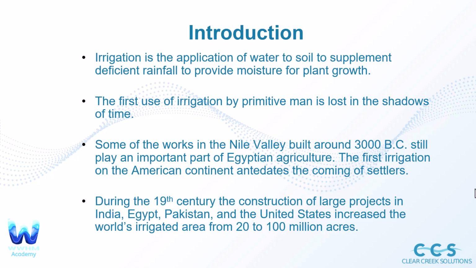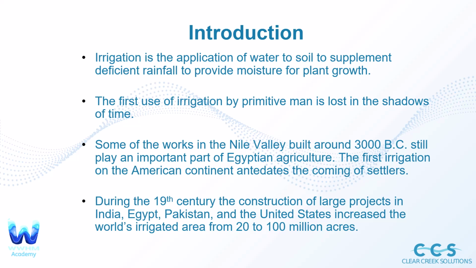Now let's get to an introduction here. So irrigation is the application of water to soil to supplement deficient rainfall to provide moisture for plant growth. The first use of irrigation by primitive man is lost in the shadows of time, but some of the works in the Nile Valley built around 3000 BC still play an important part of Egyptian agriculture to this day. The first irrigation on the American continent antedates the coming of settlers.